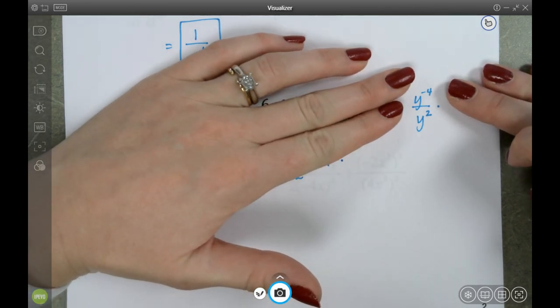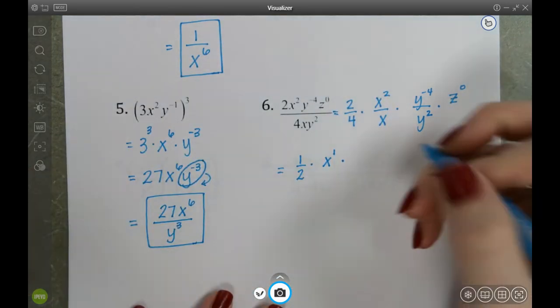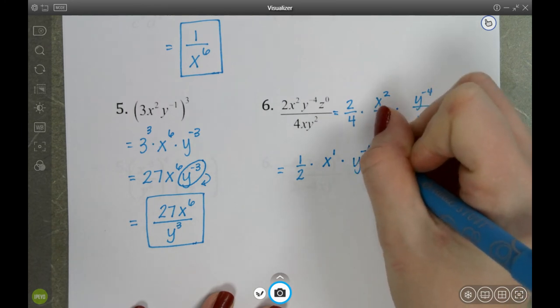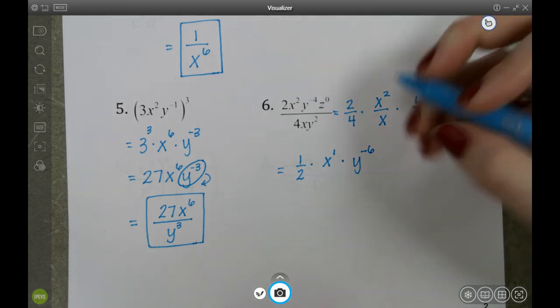Then I'm going to look at the y's. I have y to the negative 4 divided by y squared. Just like last time, we can subtract the exponents. What's negative 4 minus 2? Negative 6. And then anything to the 0 power is just 1.